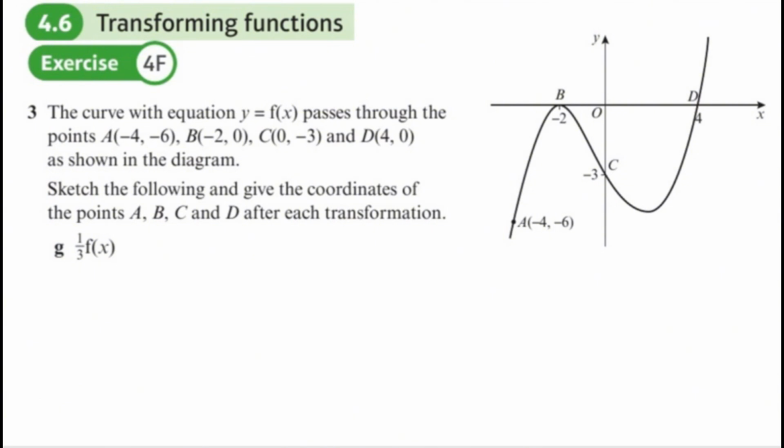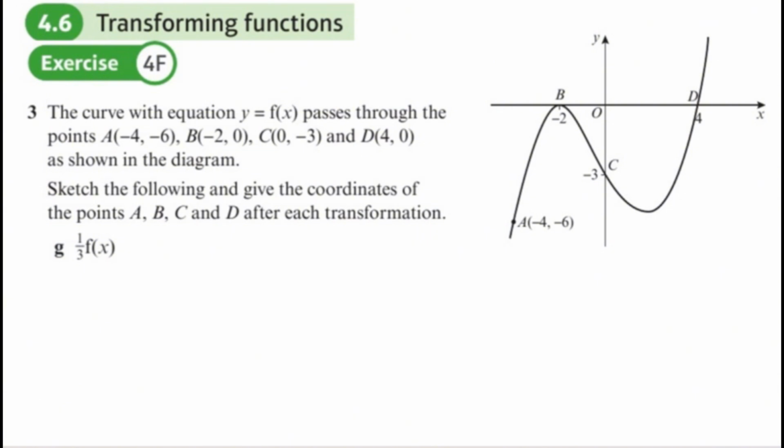Topic 4.6 is transforming functions. Exercise 4F. The curve with equation y equals f of x passes through the points A, B, C and D. As you can see in this diagram, 4 points are there and the coordinates of the points are given. Sketch the following and give the coordinates of the points A, B, C, D after each transformation.